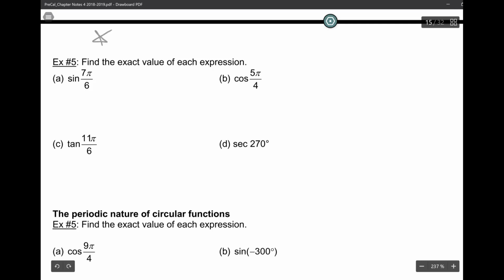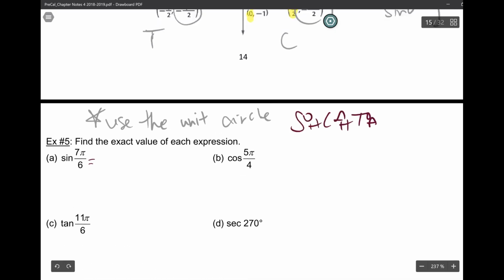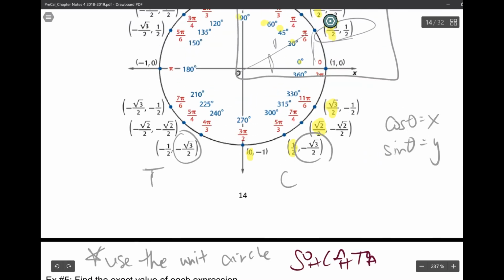So the key here to solving these is you can use the unit circle. For instance, let's do the first one, sine of 7 pi over 6. Sine is opposite over hypotenuse.